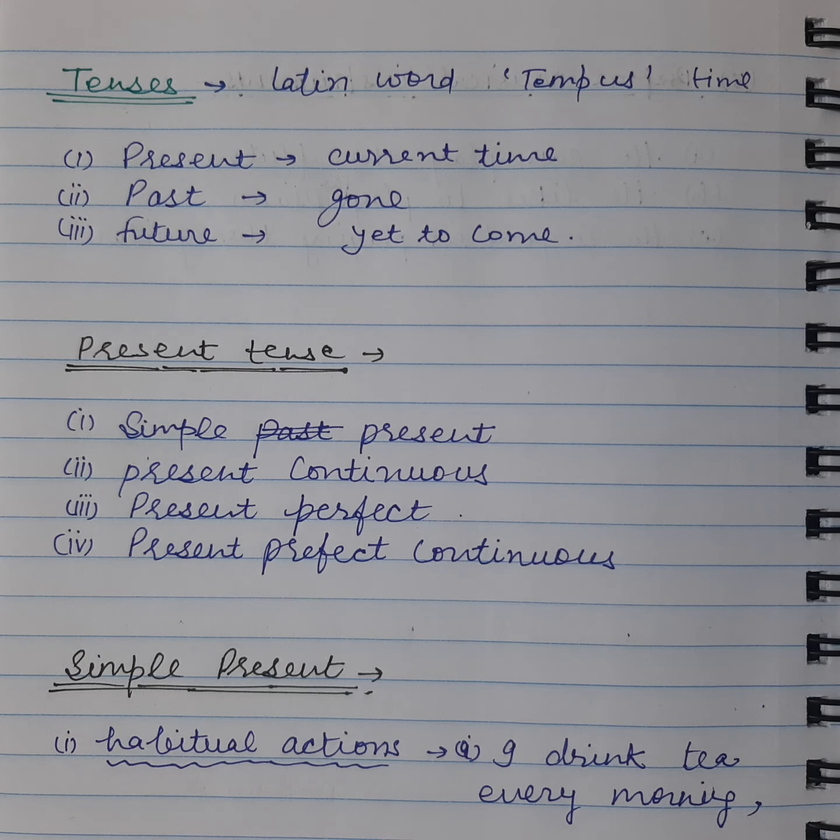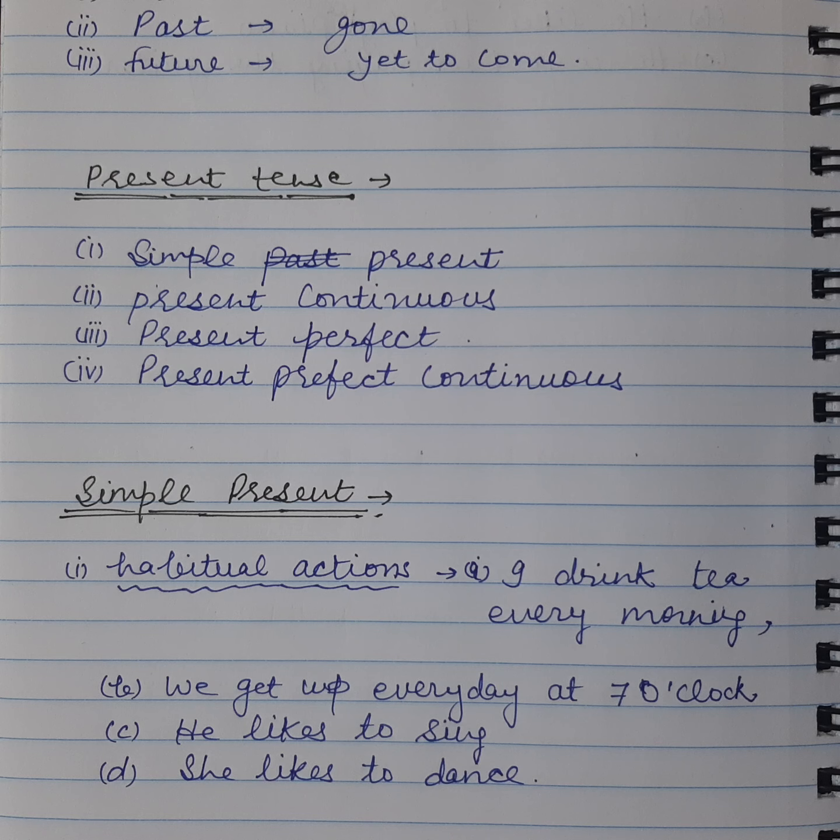is yet to come. We can further divide present tenses into four categories: simple present, present continuous, present perfect and present perfect continuous. First of all, let's discuss simple present. Simple present is a tense when we talk about an action, but we don't talk about whether it's completed or is still continuing. So they can be like habitual actions. For example, I drink tea every morning.